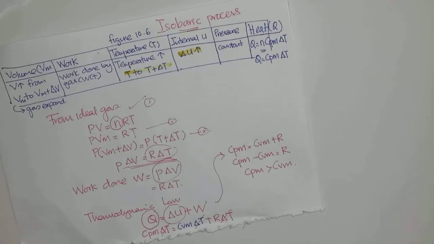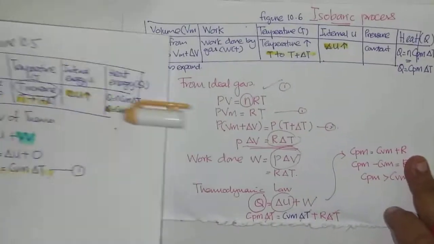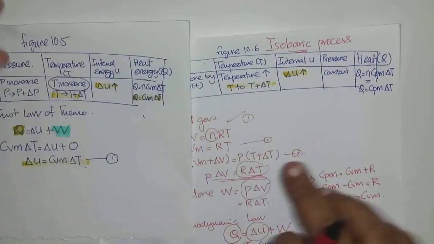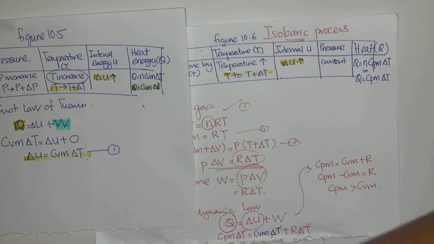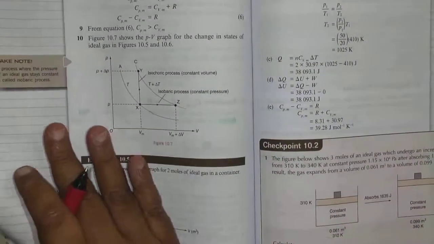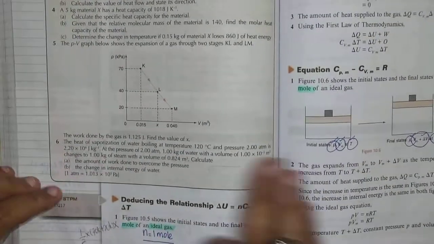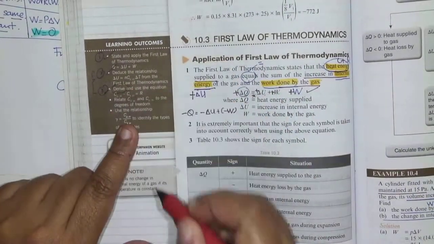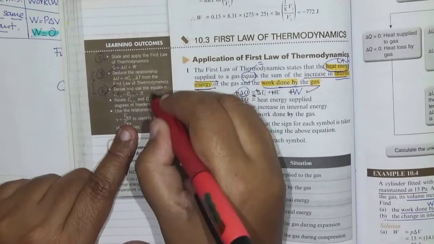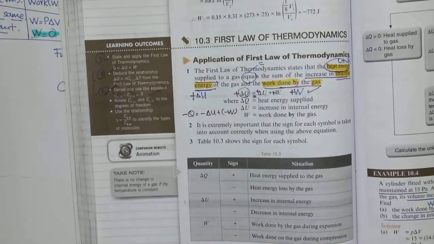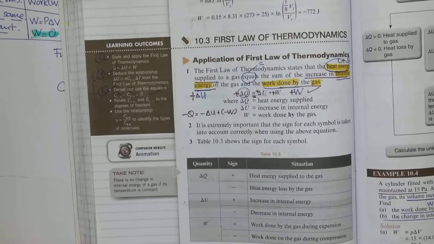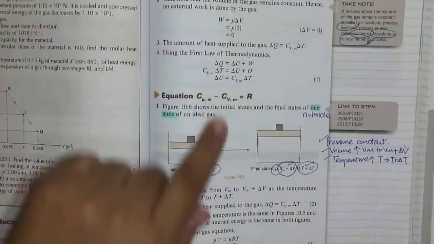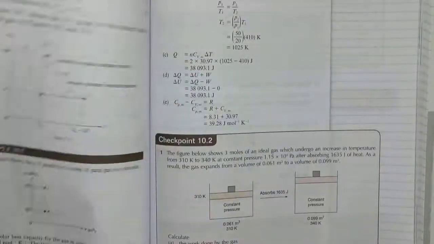So you have to know this, class. This is how I studied two diagrams, figure 10.5 and figure 10.6. Then I use the whole concept to get the formula Cpm minus Cvm equals R. If you see under your learning outcome, you need to know how to derive and use the equation. So this one you have to learn how to derive. It's in your syllabus.